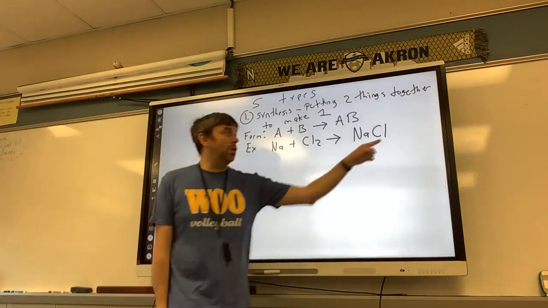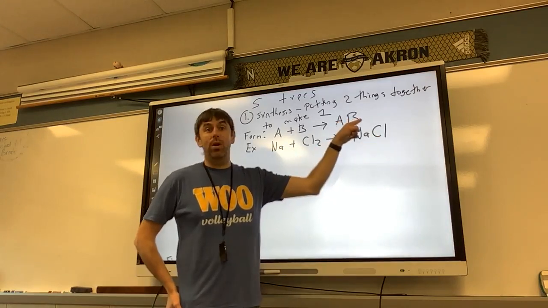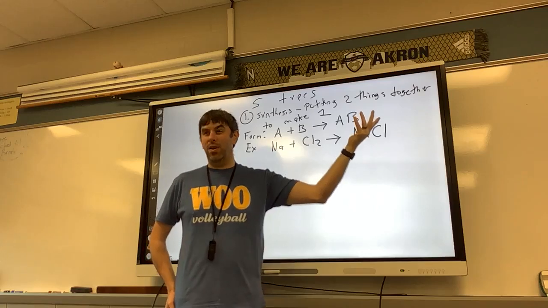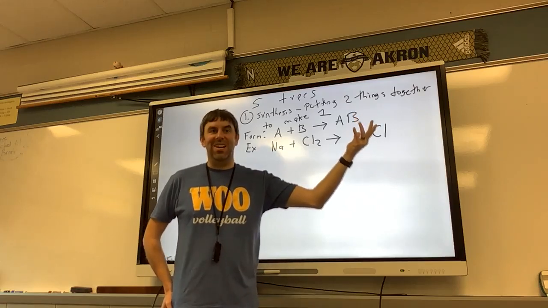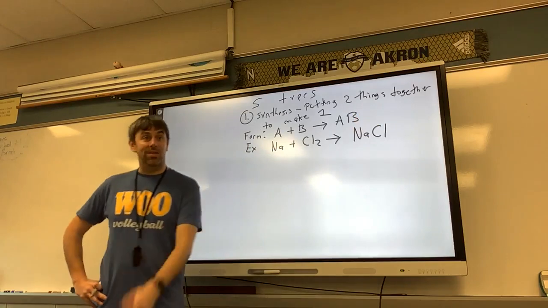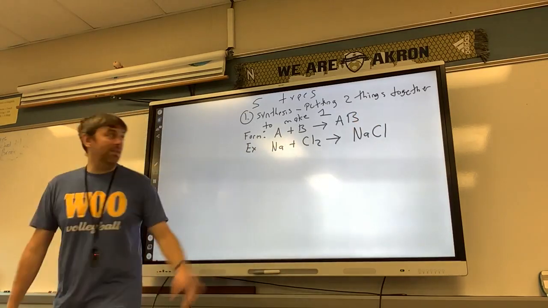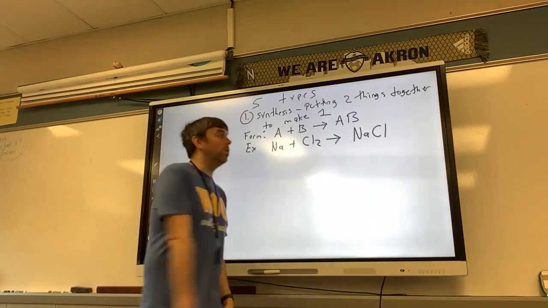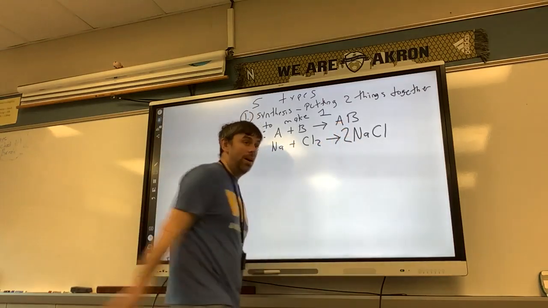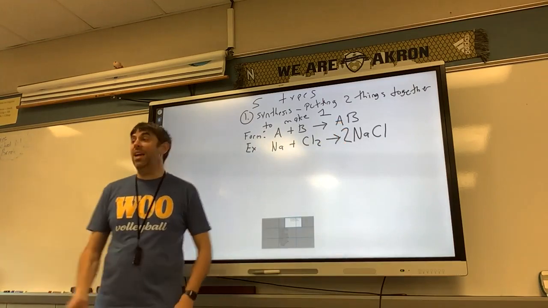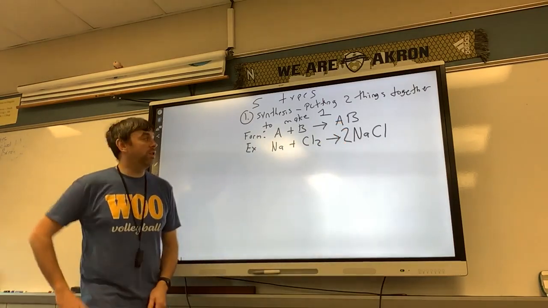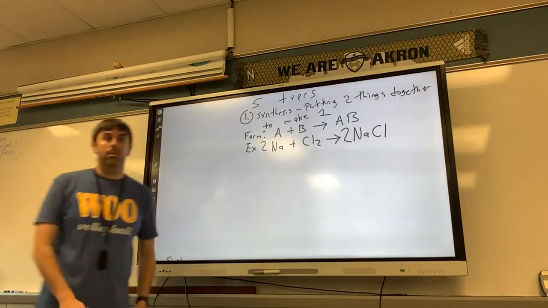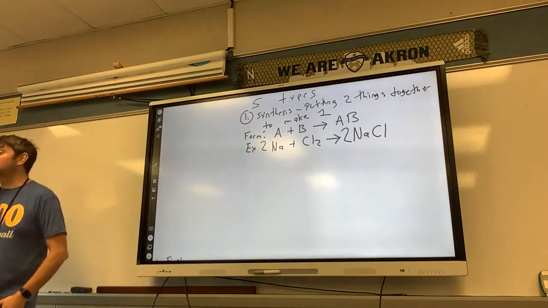The only way to get a 2 here would be if this first thing had a +2 charge. But then it's not balanced. So to balance it, because I have 2 here, what coefficient has to go in front of this whole compound? 2. So that distributes, so I now have 2Na and 2Cl. What coefficient has to go in front of Na? 2. That is balanced. Well done. That's a synthesis reaction.